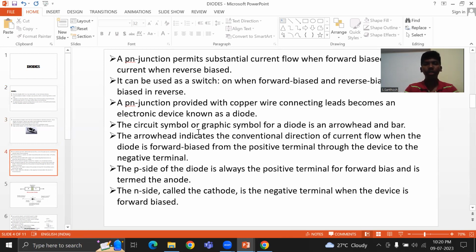Here you can see that the diode can be used as a switch, that is on when forward biased, and off when reverse biased. And the PN junction provided with the copper wire connecting leads becomes an electronic device known as a diode. So when you connect the PN junction along with the connecting leads at the two ends, that is called the diode. And let's go on further with this. The P side of the diode is always the positive terminal for forward bias and is termed the anode. The N side, called the cathode, is the negative terminal when the device is forward biased.